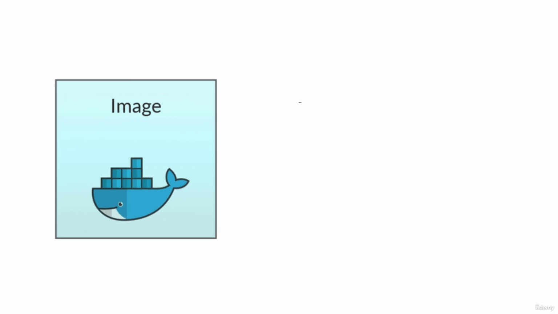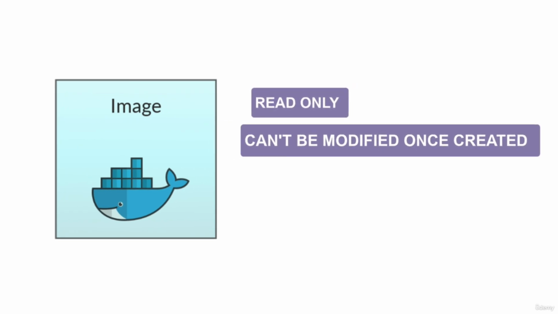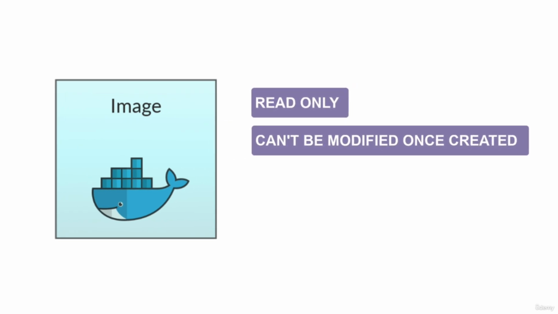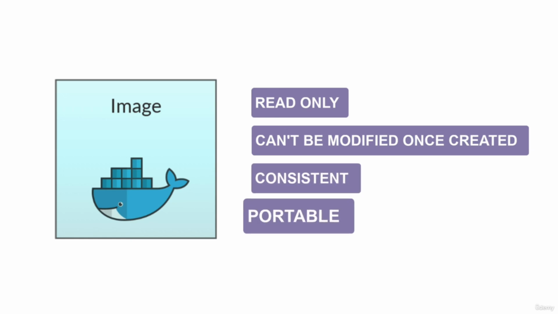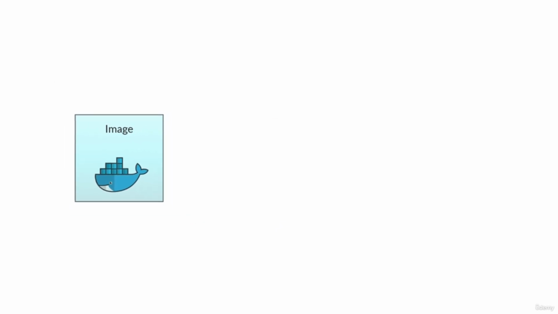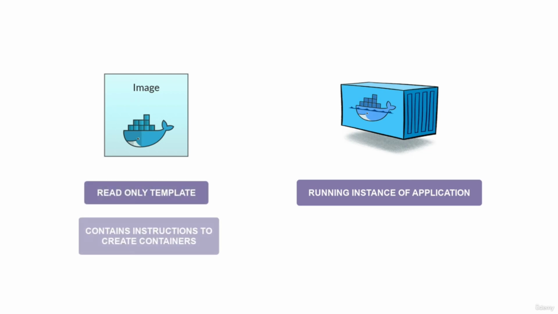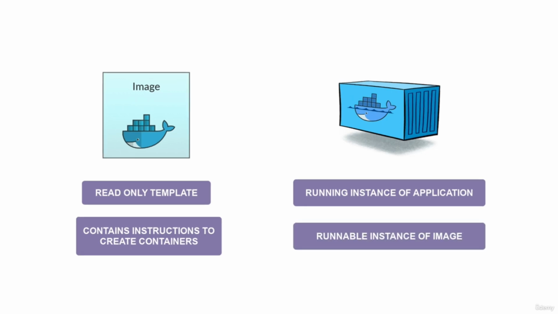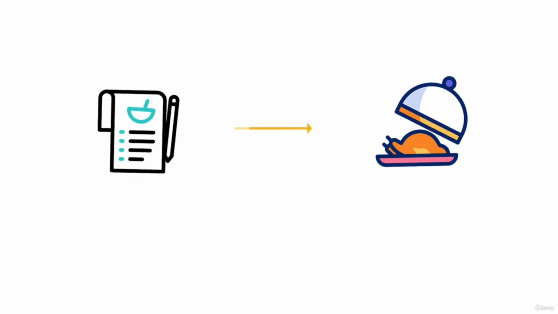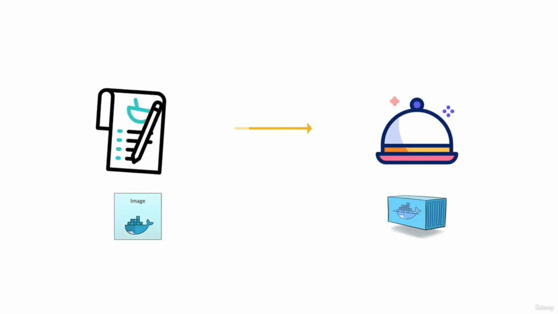Remember that these images are read-only, which means you cannot change anything inside them once they are created. They are designed to be consistent and portable across different environments. Once you have the Docker image ready, you can use it to run containers. Imagine a container as a running instance of your application based on a given Docker image. Let me reiterate, an image is a read-only template with instructions for creating a container, while a container is a runnable instance of an image. It's like using a recipe to cook a dish. The image is the recipe and the container is the cooked meal.